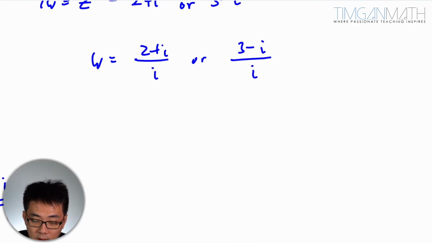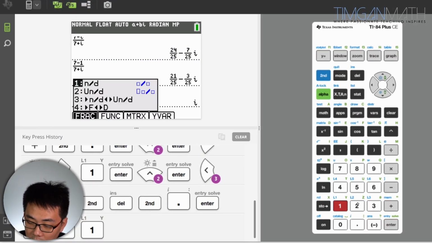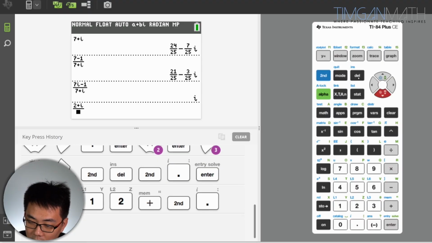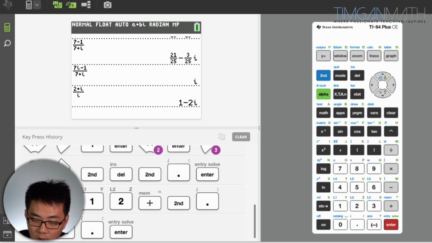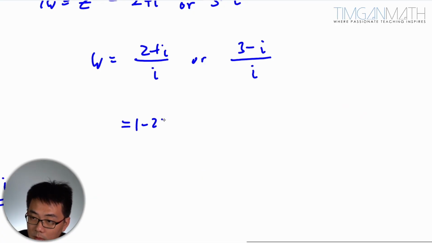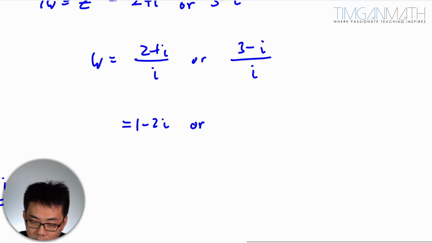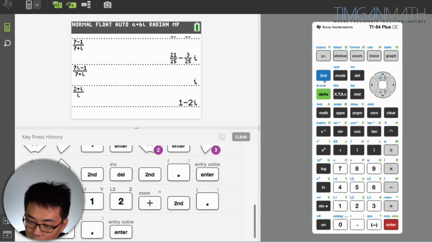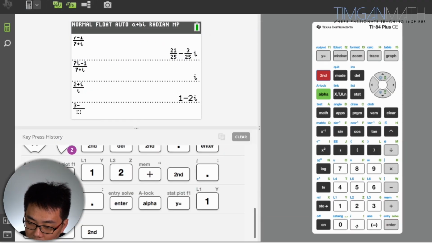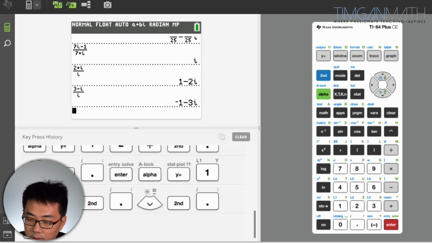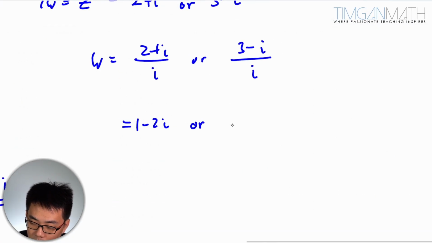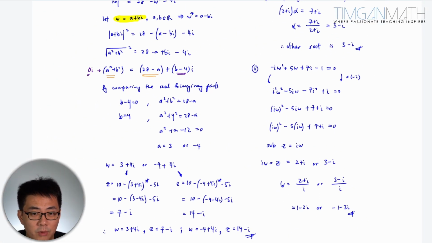Then key in the calculator. Okay, this one you could just key in the calculator, same thing, 2 plus i divided by i, 1 minus 2i. Or we just put, what is it, 3 minus i, is it? 3 minus i divided by i, 1 minus 3i. Yep. So that's how I do this question proficiently.